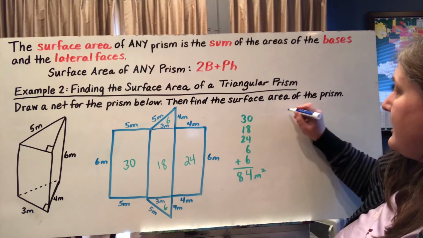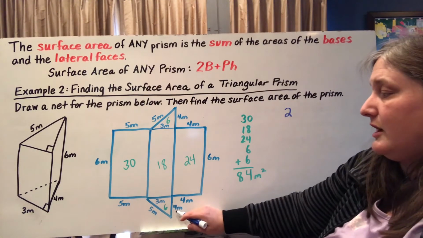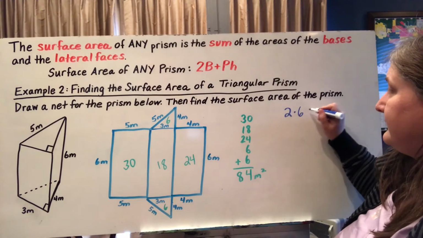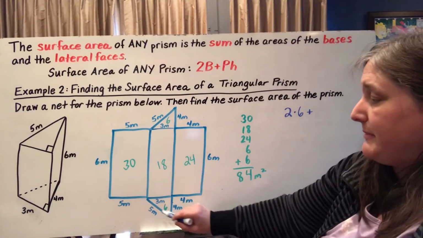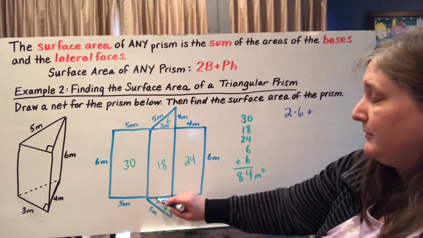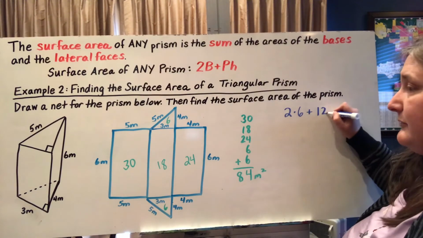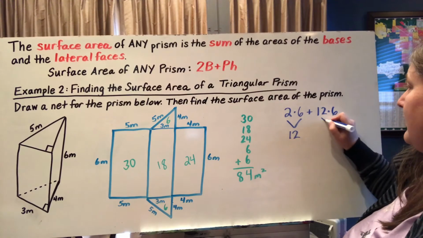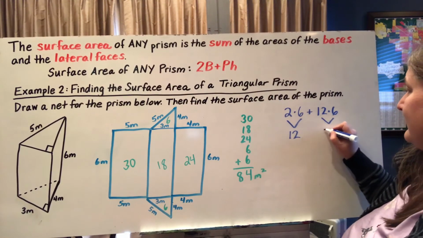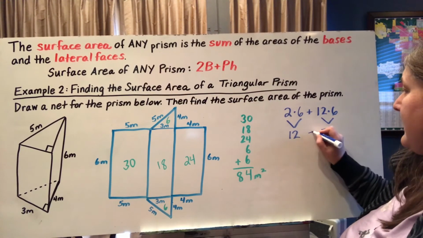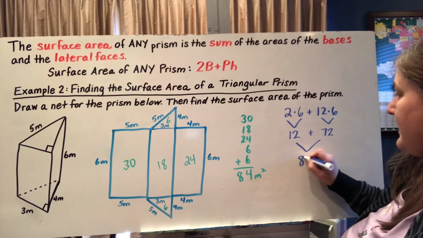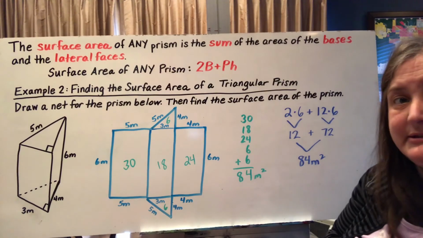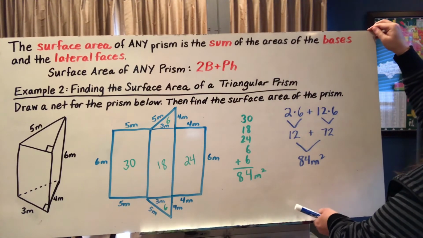Now I can also do this problem using my formula. 2 times the area of the base, well the base is the triangle, and 4 times 3 divided by 2 is 6, so the area of the base is 6, plus the perimeter of the base is 5 plus 4 plus 3, 12, times the height of the whole shape is 6. So 2 times 6 here gives us 12, 12 times 6 gives us 72, and if we add these two together, we get 84 meters squared. So 2 different ways to get our surface area.